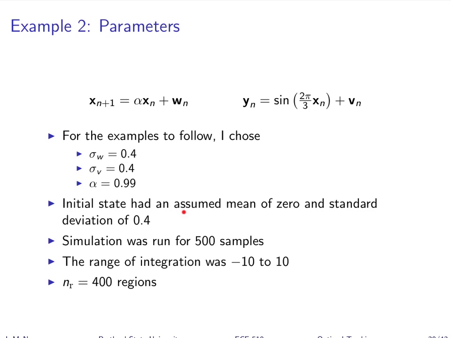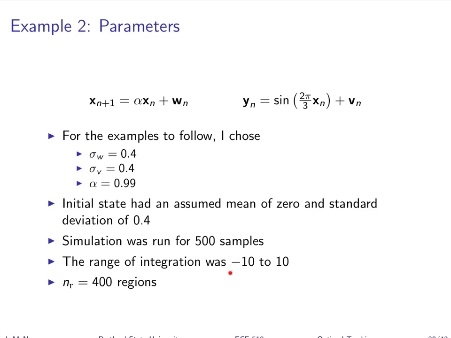You also have to specify the initial state distribution, and I'm assuming it has a mean of 0, a standard deviation of 0.4, and I modeled it as being a normal distribution. So the whole thing was initialized with a prior at time 0 of being normally distributed with, again, a standard deviation of 0.4. It's kind of consistent throughout. I only did this for 500 samples. This goes from time 0 to time 499.